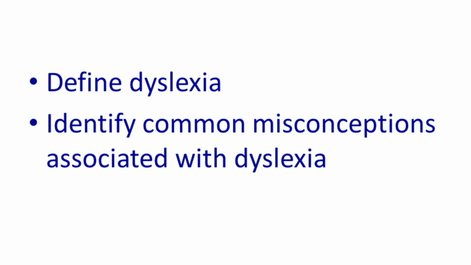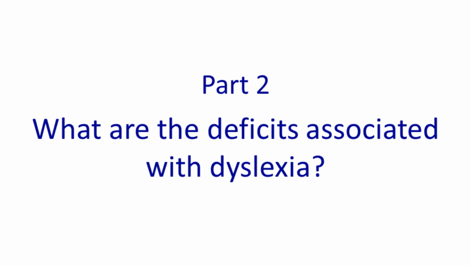After that first section, you should be able to define dyslexia and identify some common misconceptions associated with dyslexia. Pause the video now to take notes and to review any of the previous section that you might still be confused about. Then continue when you're ready to move on to the next section. Part 2. What are the deficits associated with dyslexia?